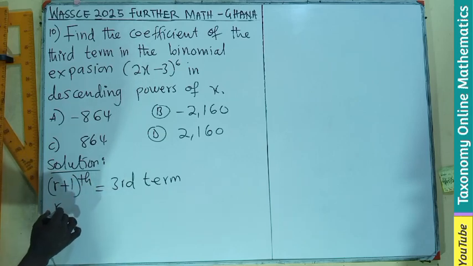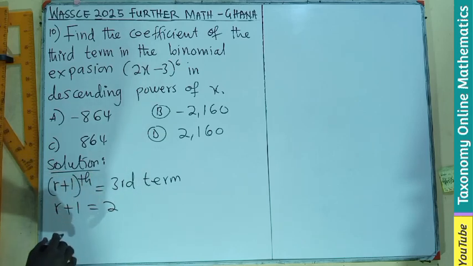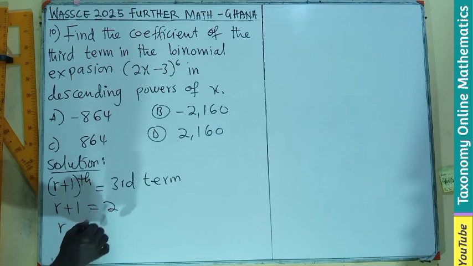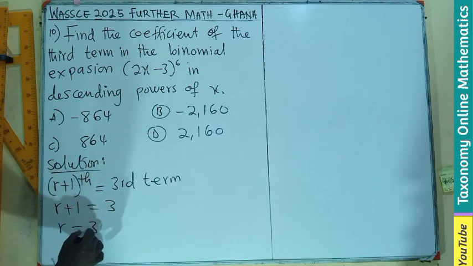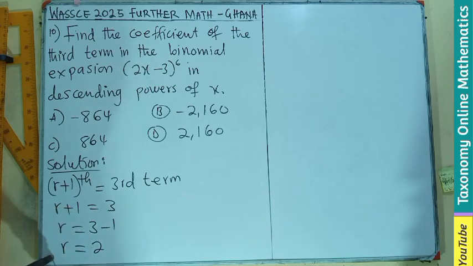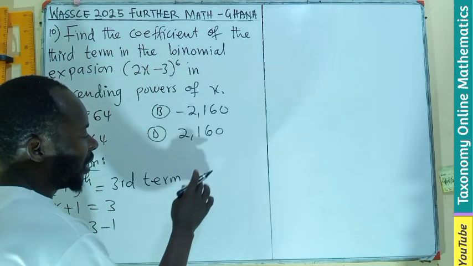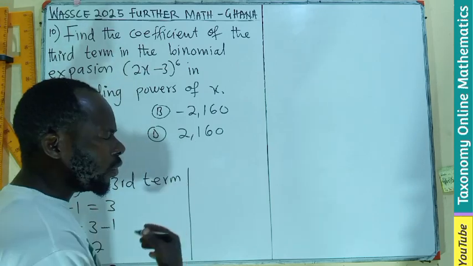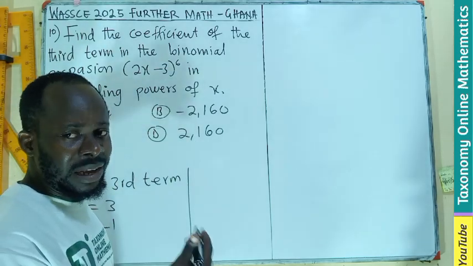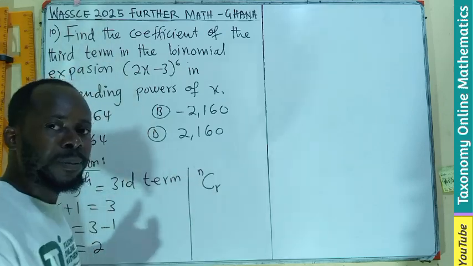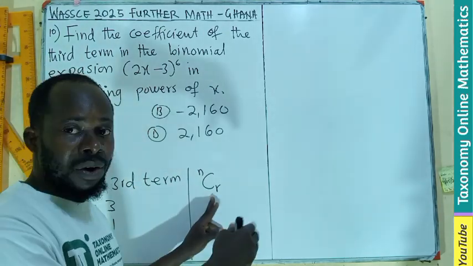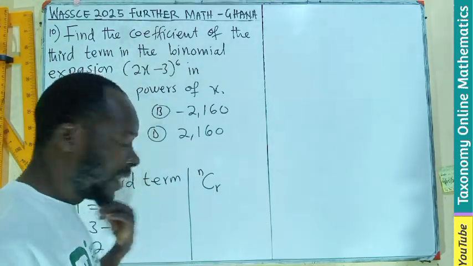This is going to be r plus 1 equals 3. So r equals 3 minus 1, r equals 2. This r is found in the combination expansion formula, which is n combination r, where r is the number of expansions we are having in this case.